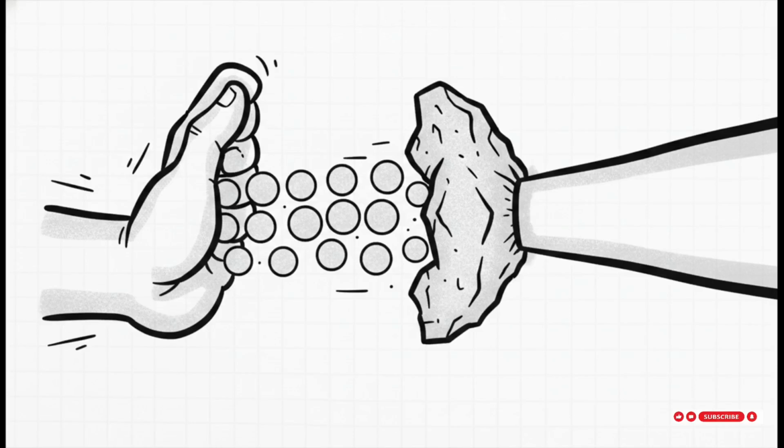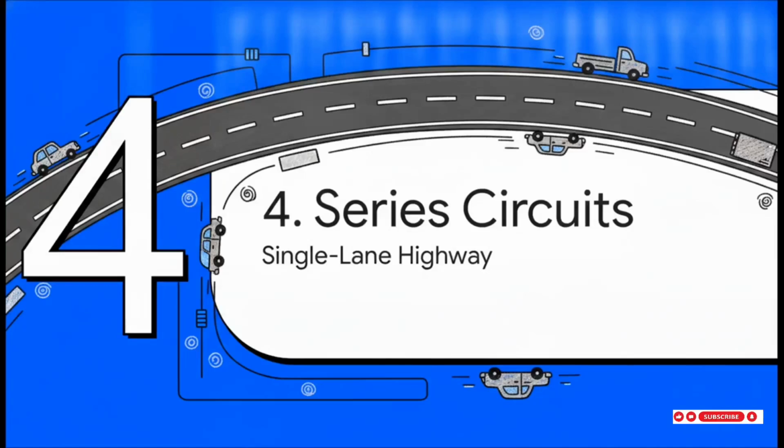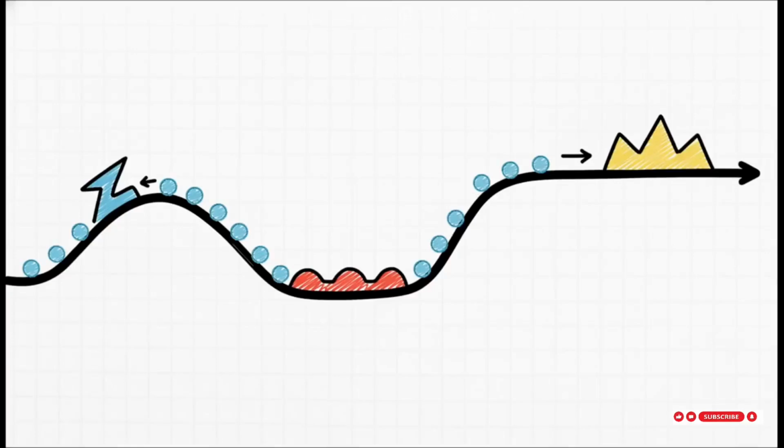Once we know the push, the voltage, and the roadblock, the resistance, this formula tells us exactly how much current is actually going to make it through. Next up, Section 4, navigating series circuits. Picture a series circuit as a single-lane road. The components are joined end to end. Because there's nowhere else to go, the exact same current flows through all parts of the circuit.